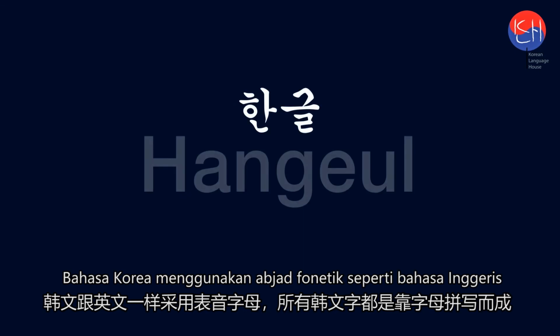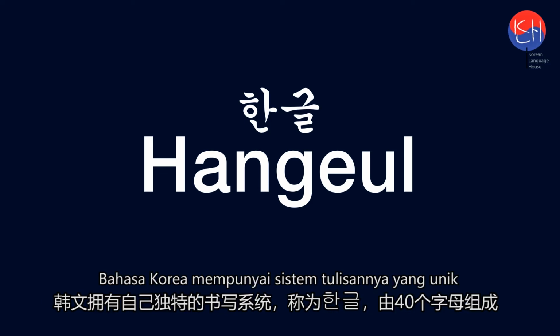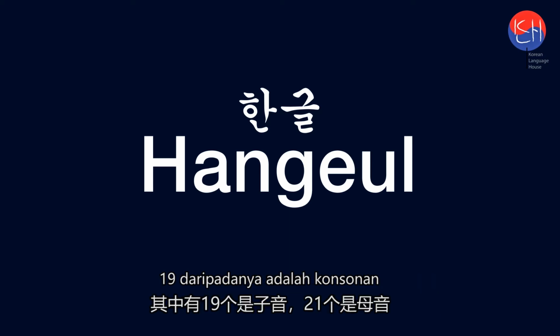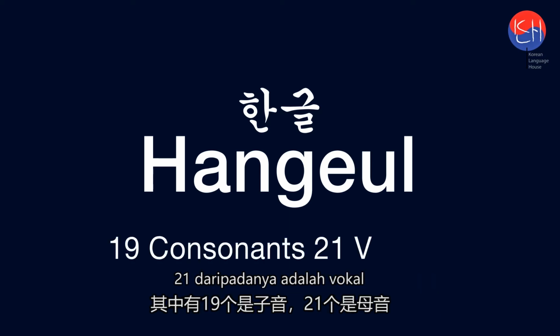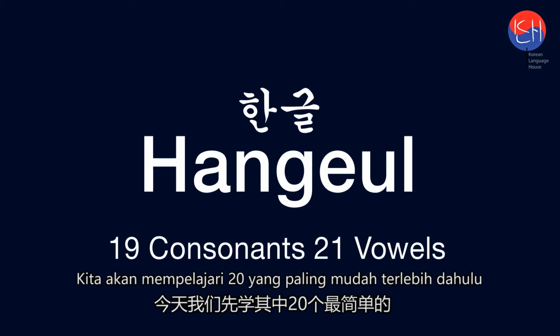Korean is a fairly phonetic language. That means most of the time it's pronounced as it's written. It has its own unique writing system, which is called Hangul, and it's made up of 40 alphabets. There are 19 consonants and 21 vowels. In this video, we're going to be learning 20 of them.